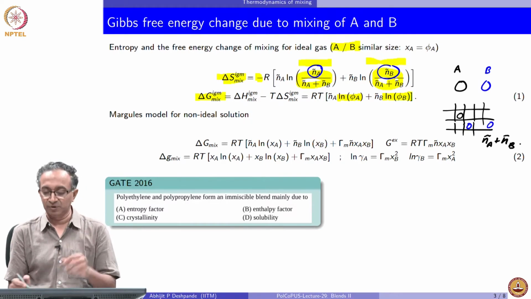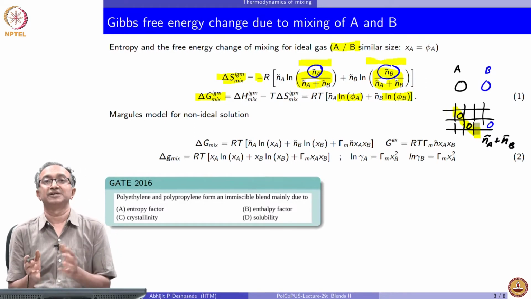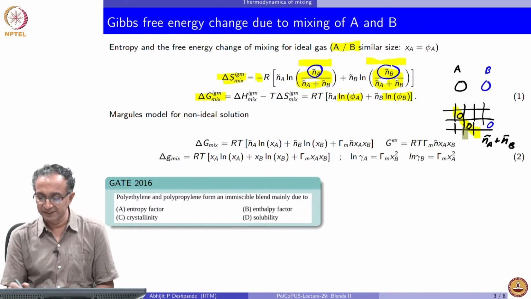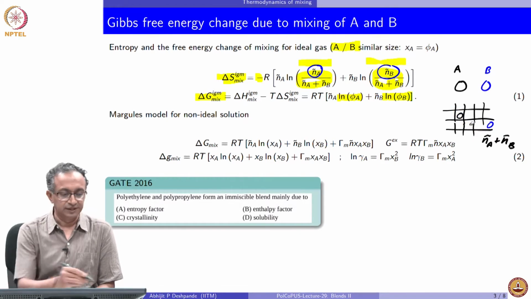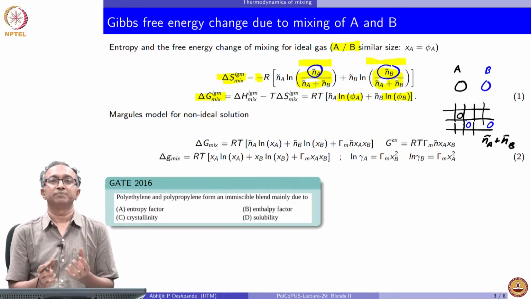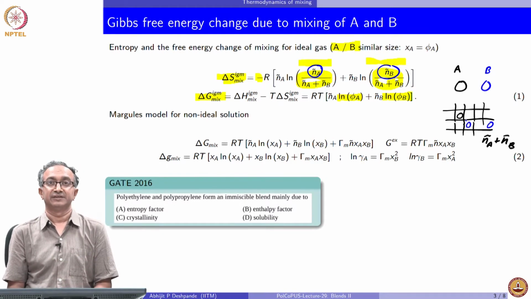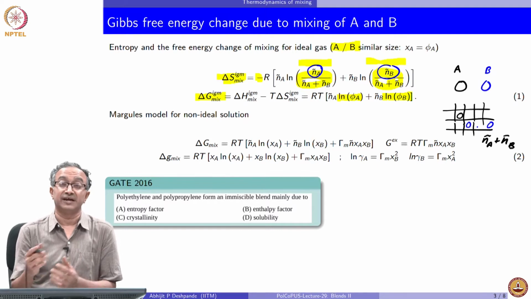Also, if there is an A molecule, the probability of B being next to it is the same as the probability of A being next to it. So the probability of observing A or B on any slot is equal. But if, let's say, B likes to interact more with B and A likes to interact more with A, then in that case, it is more likely that a neighbor of B is going to be B.